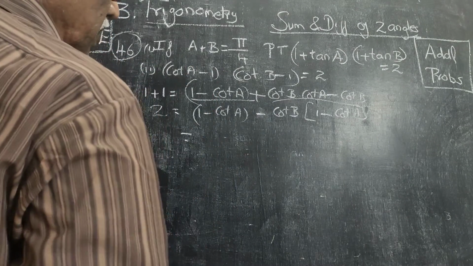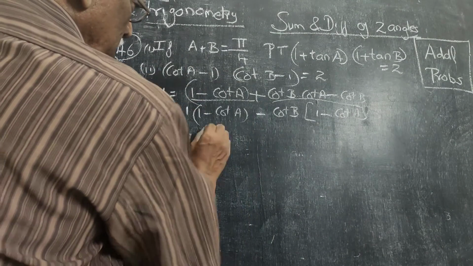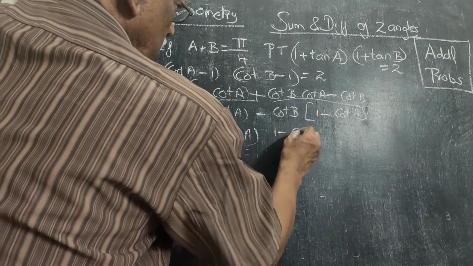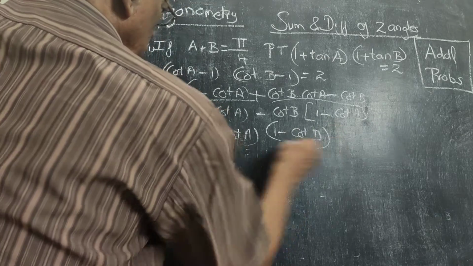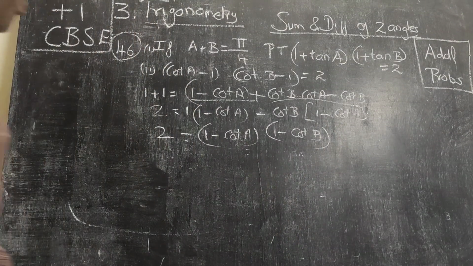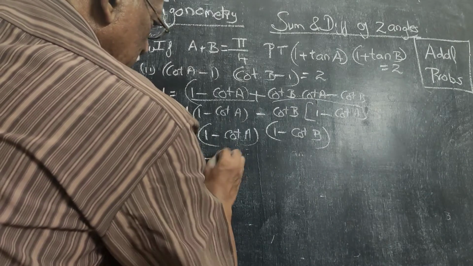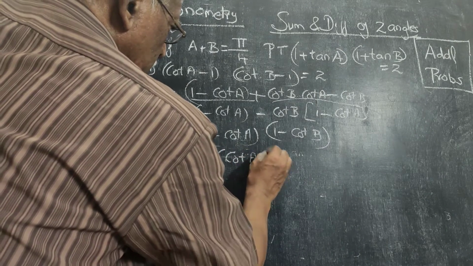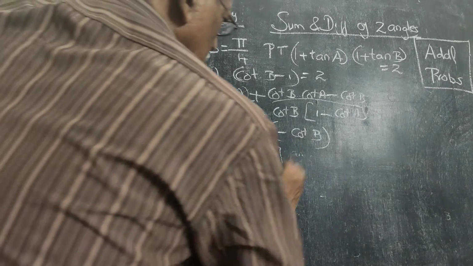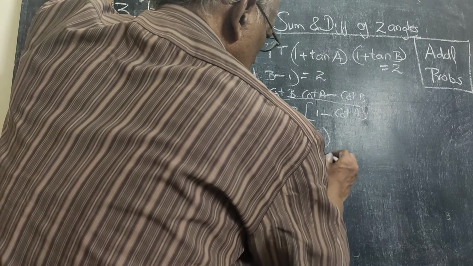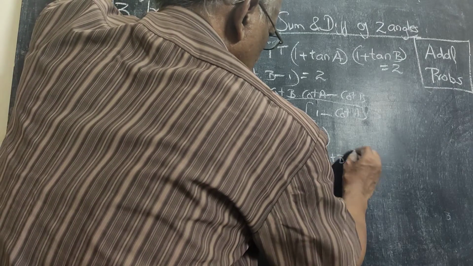But we need cot A minus 1. So let us finish that. So this is 1 minus cot A and this is 1 minus cot B is equal to 2. That's what we are getting. Actually we want (cot A minus 1) into (cot B minus 1). Very simple, you take minus here. So this will become cot A minus 1. And from here also you take minus 1 minus. So you will be getting cot B minus 1.